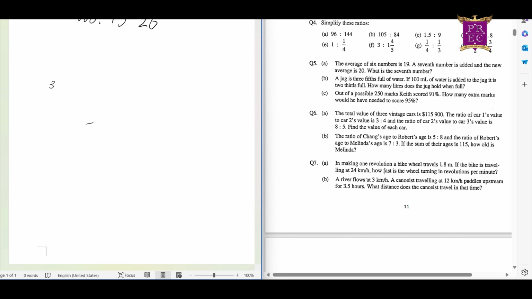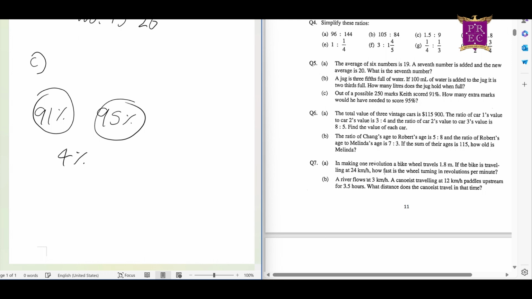How many extra marks would he have needed to score to get 95%? Okay, that's not too bad. We do the same principle as before. We've got 91% and 95%. What's the difference between these two percentages? It's 4%, right? And that's how much he needs to get 95% from 91.